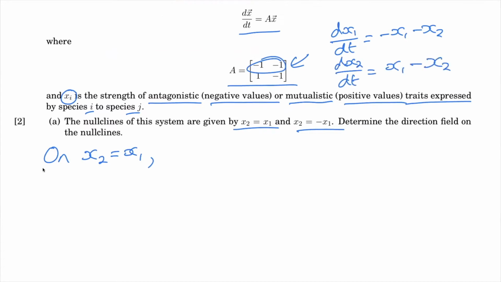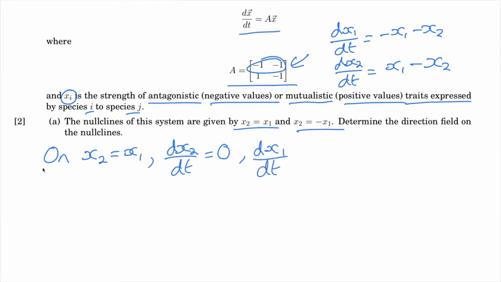So on this line, x2 is equal to x1, and we're going to have dx2/dt equal to 0. So we know on this null line that we can't be moving up or down. If we orient x1 on the horizontal axis and x2 on the vertical axis, we have to be moving left or right. So we want to see whether we are moving left or right.